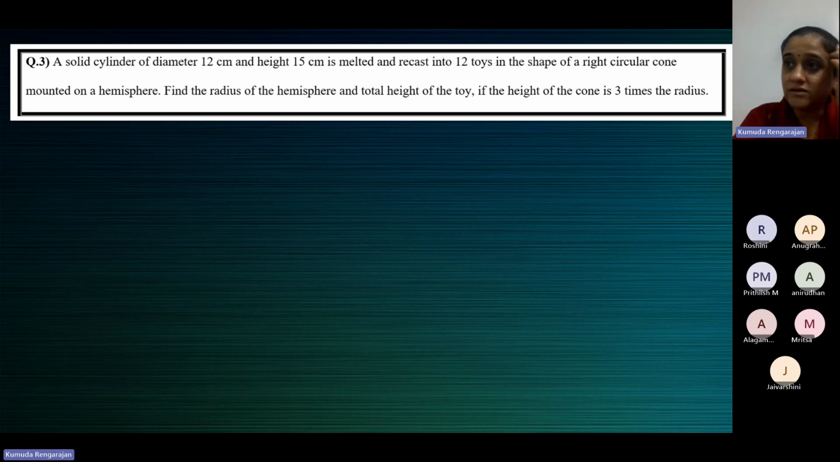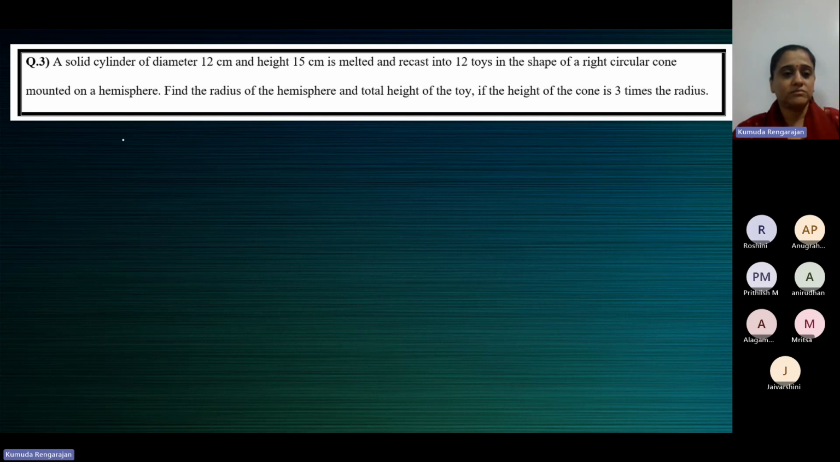A solid cylinder of diameter 12 centimeters and height 15 centimeters. So for the cylinder, we know both the parameters, diameter and height, radius and height, both known. Okay. So now this cylinder is melted and recast into 12 toys in the shape of a right circular cone mounted on a hemisphere.